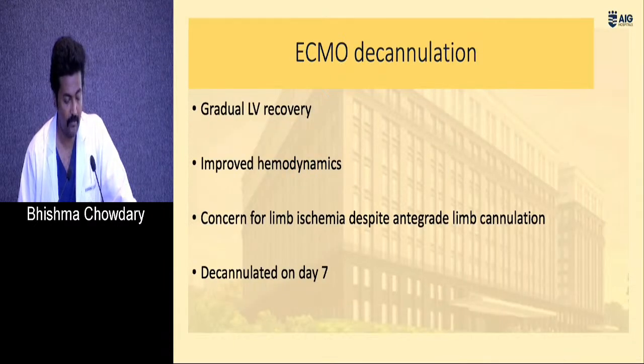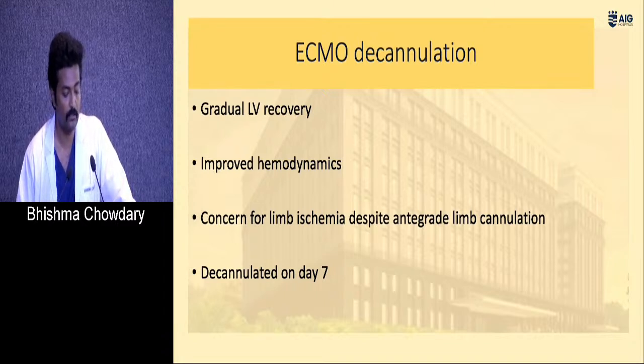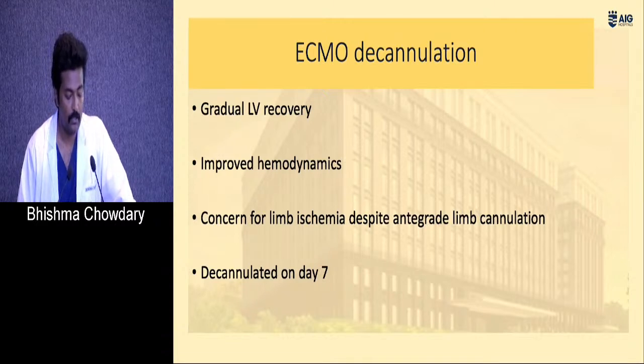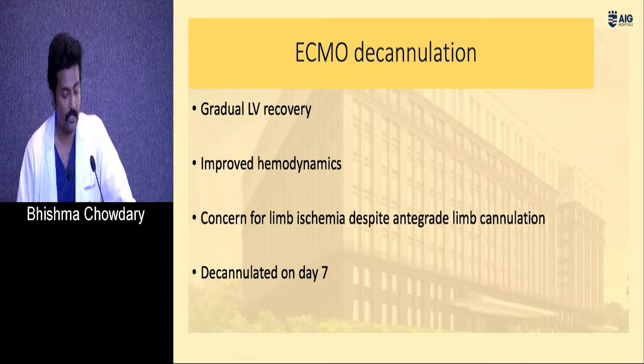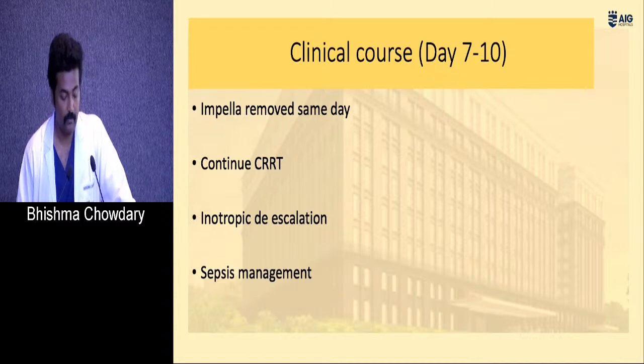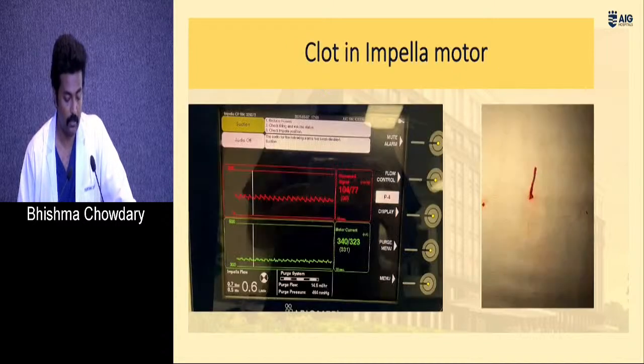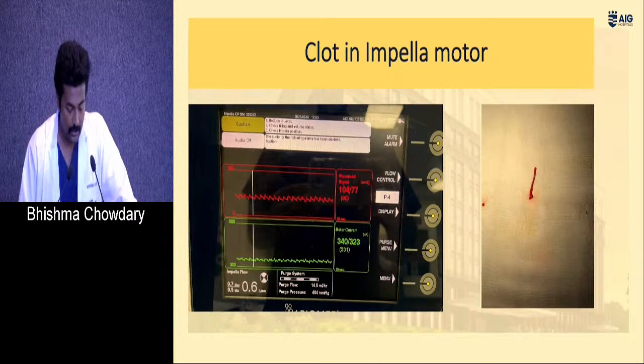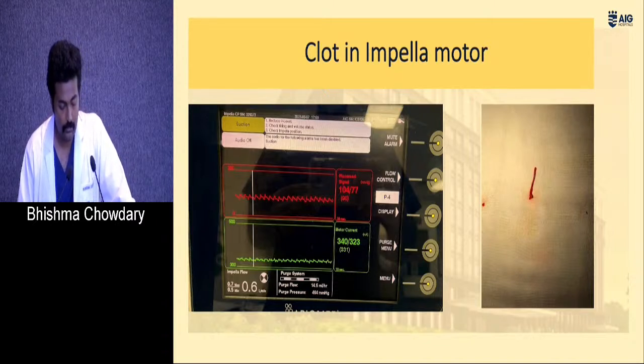On day 7, we decided to decannulate the ECMO after the recovery of the LV and improved hemodynamics; the inotropic support came down. Even though we had an antegrade cannula, the concern for limb ischemia is always there. So we decannulated on day 7, and the Impella was removed the same day. We thought we would maintain the Impella for another 1 or 2 days, but there was an issue with the Impella: a clot in the motor and the signals were drastically down. So we immediately removed the Impella also.